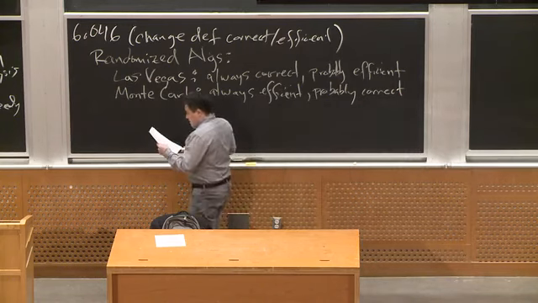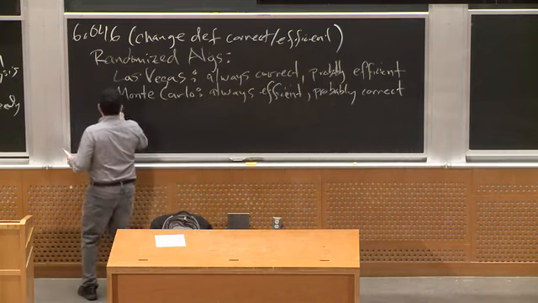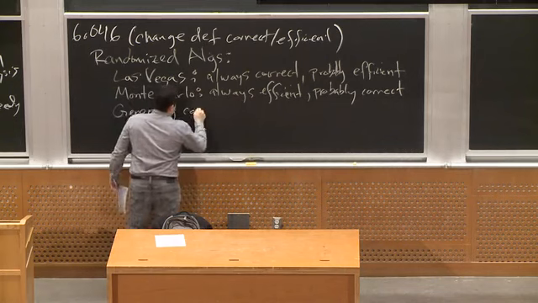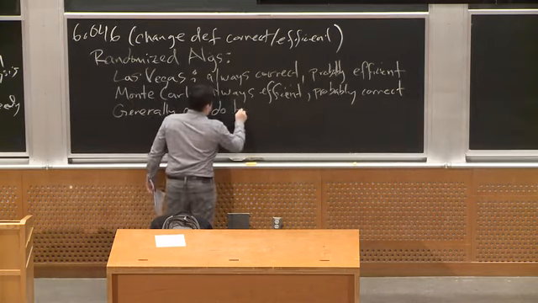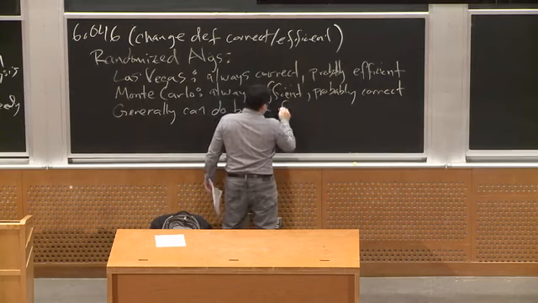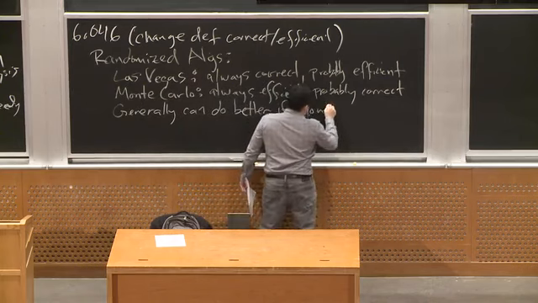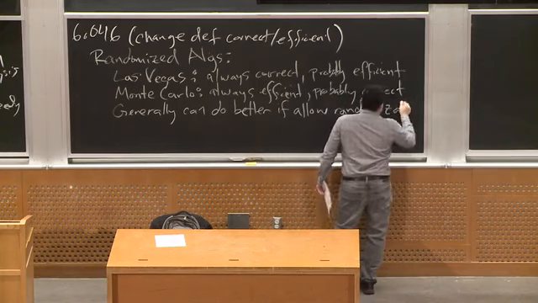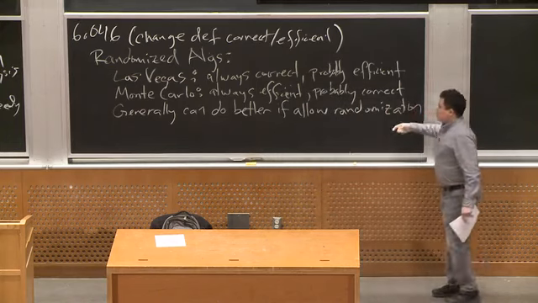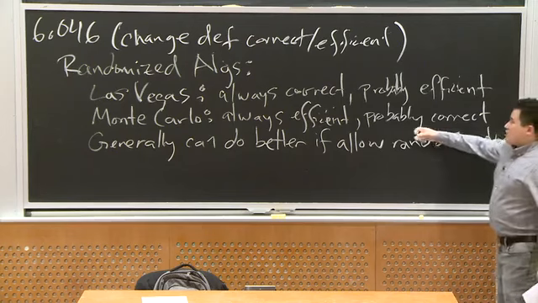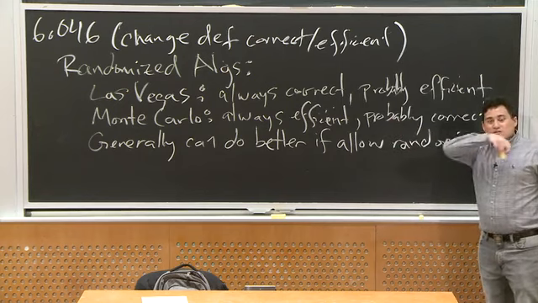Okay, but generally, we can do better if you allow randomization. And by better, I mean, usually we can get faster bounds on a lot of problems if we allow randomization and things aren't necessarily always correct or always efficient.